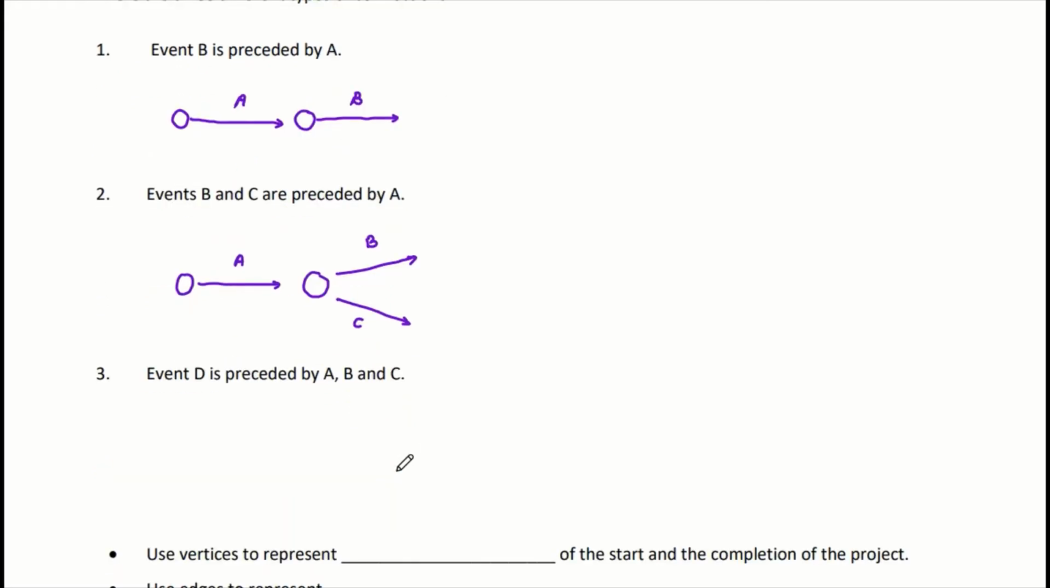Okay, so the third type: event D is preceded by A, B, C. In other words, A, B, C are the immediate predecessors for event D.